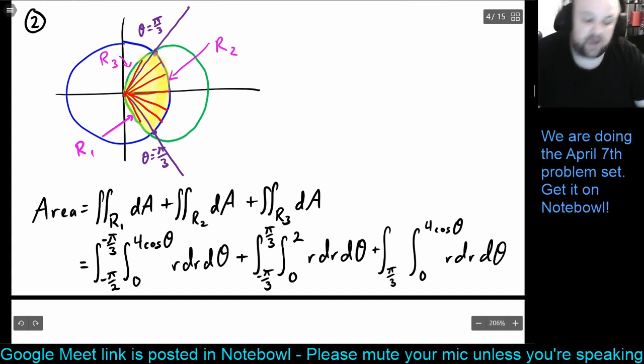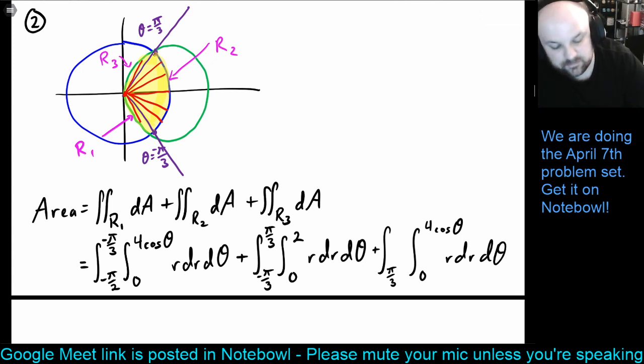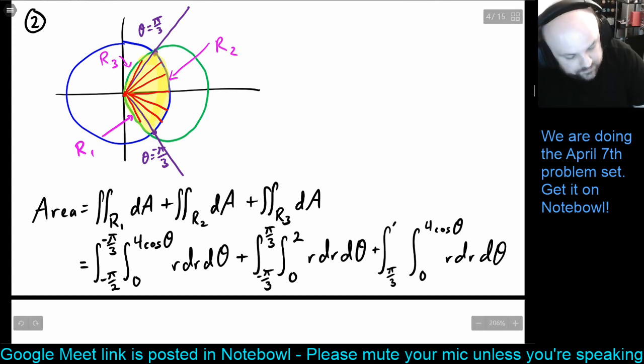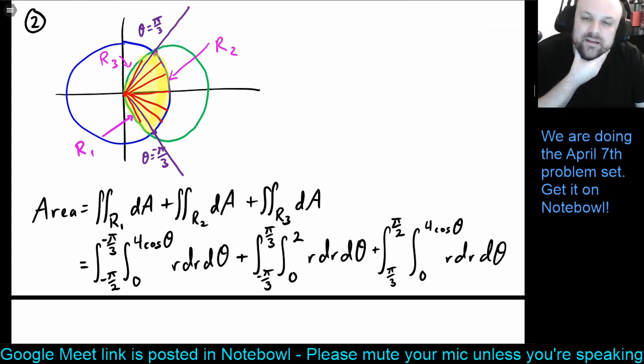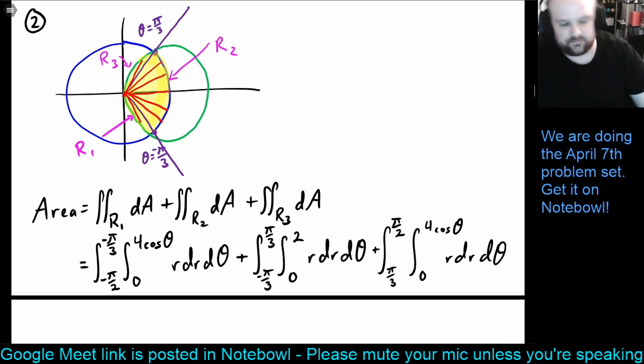The upper bound for the outside integral, we have to find out after pi over 3, when does that green circle hit the origin again? Well, it turns out that's going to be at pi over 2. So again, we're just setting 4 cosine theta equal to 0. So that's going to be pi over 2. So that's all there is to that one. Any questions about that?